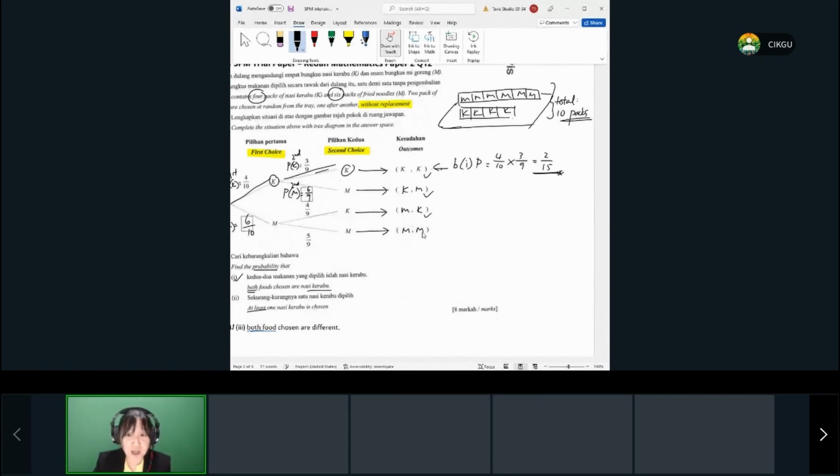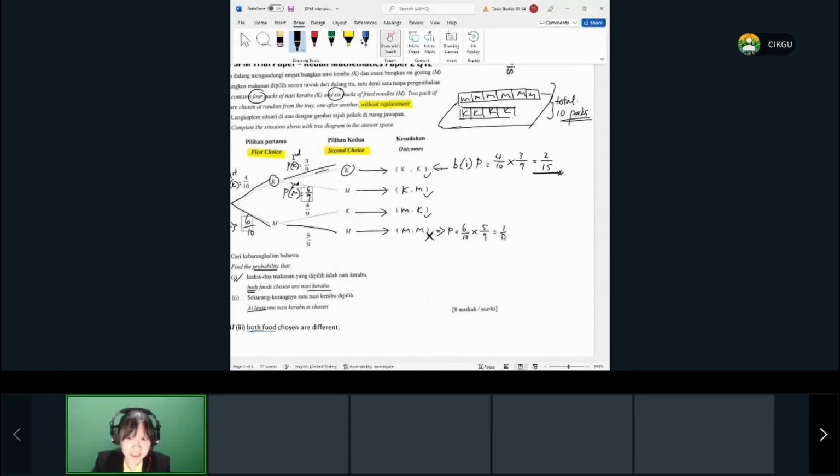This is the one that does not satisfy the question, because they say one of them must be kerabu. This one both are fried noodle. Mee and noodle is the same thing, right? So fried noodle. This is the only case that does not satisfy the question. So again, you have two options for this question. One, you straight away find the probability that you don't want, which is this branch and this branch. So 6 over 10 times 5 over 9. Type this in the calculator: 30 over 90, 1 over 3.